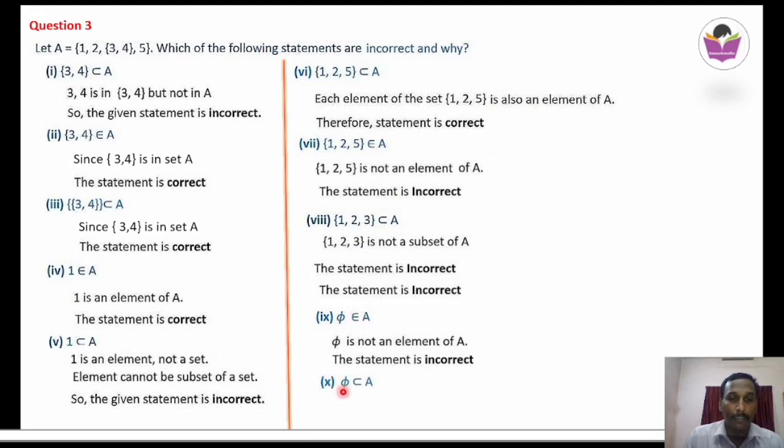Next is question number 10. Null set is a subset of A. Sure, every set has a null set as a subset. So this is a true statement. It means the statement is correct.